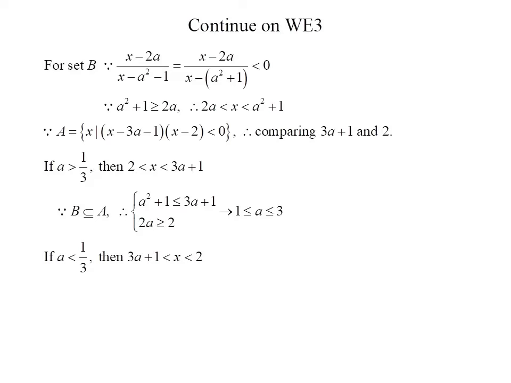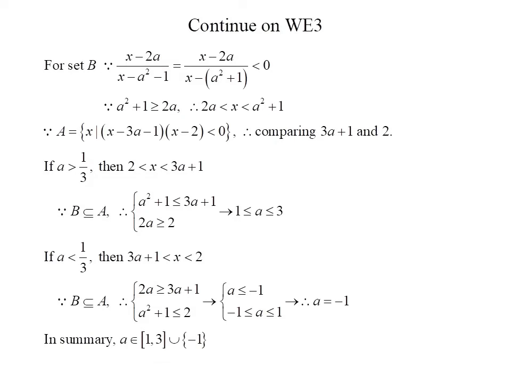When a is less than 1/3, x is between 3a plus 1 and 2. Since set B is a subset of set A, the endpoints of both sets must be restricted by the two inequalities. Hence, in set A, a is less than or equal to -1, while in set B, a is between -1 and 1, including both endpoints. Their intersection is just the one point of a equals -1.